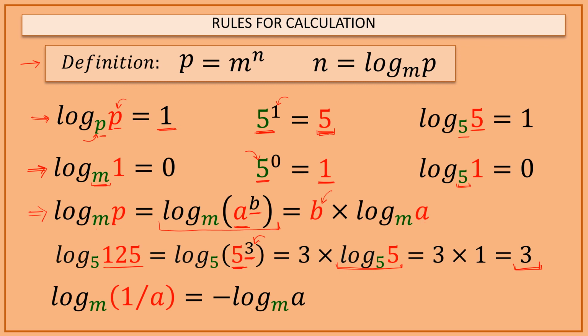Now a direct conclusion of this rule can be noted down here. Logarithm of any number 1 by a can be expressed with 1 by a as a raised to the power minus 1, and according to the third rule that we studied, this minus 1 can be multiplied to the entire logarithmic scale, and hence it will give the result as negative of logarithm of a to the base m.